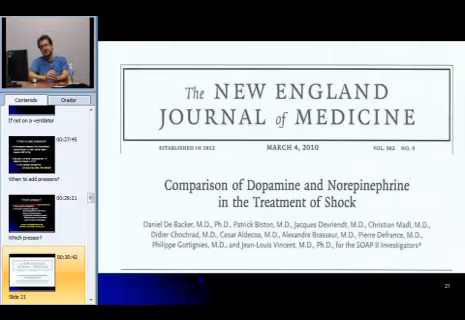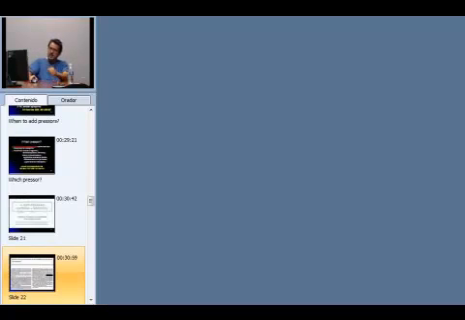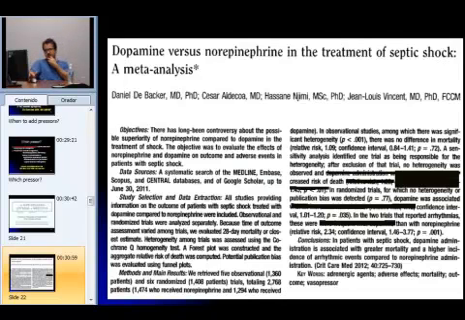Then there is this meta-analysis that just came out this year in Critical Care Medicine that actually says that you have a higher chance of dying if you get dopamine. So they recommend using Levophed.